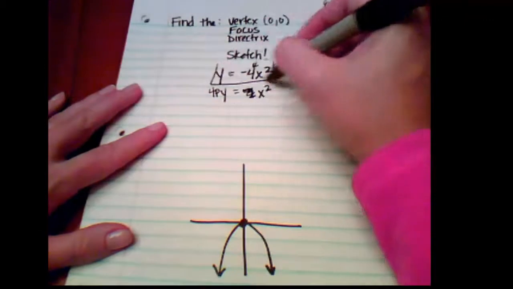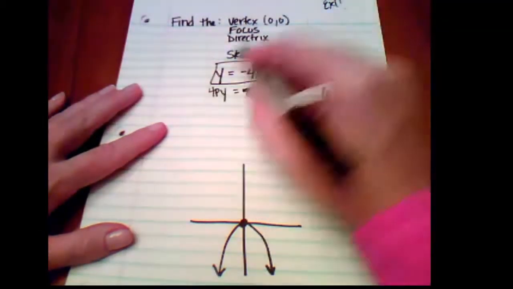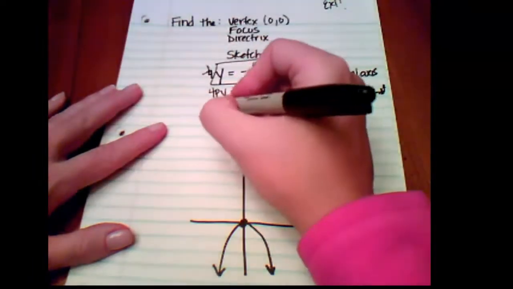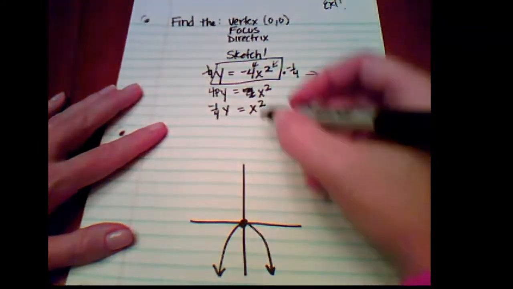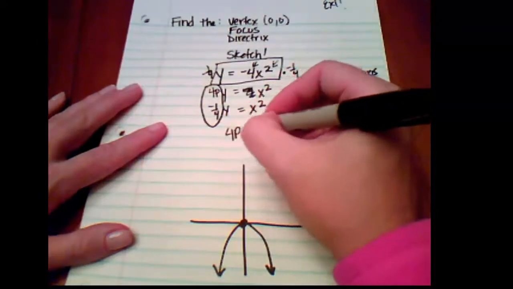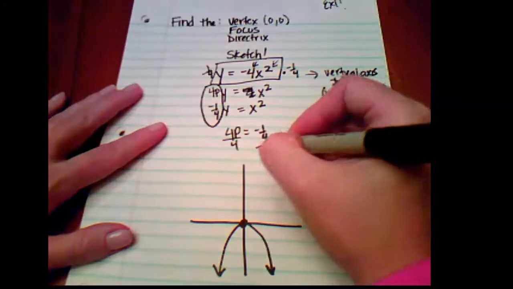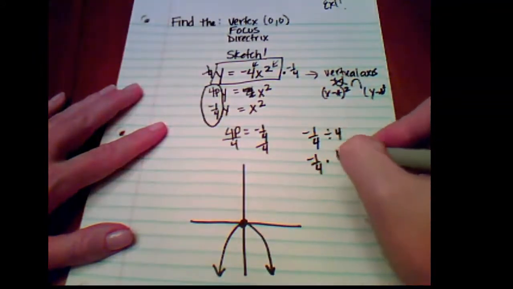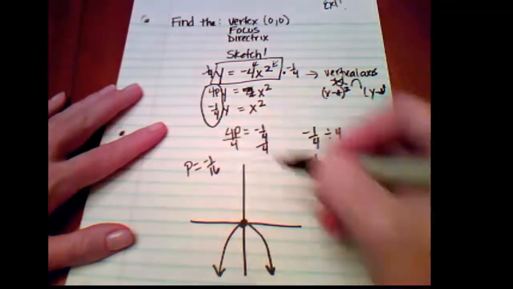Well, if I look at what I have, we don't want the coefficient in front of the x squared, I want it in front of the y. So I'm going to multiply both sides by negative 1/4 so that I get negative 1/4 y is equal to x squared. So now I can match up that 4p is equal to negative 1/4, and if I solve for p by dividing by 4, remember negative 1/4 divided by 4 is the same as multiplying by 1/4, we get that our p value is negative 1/16.